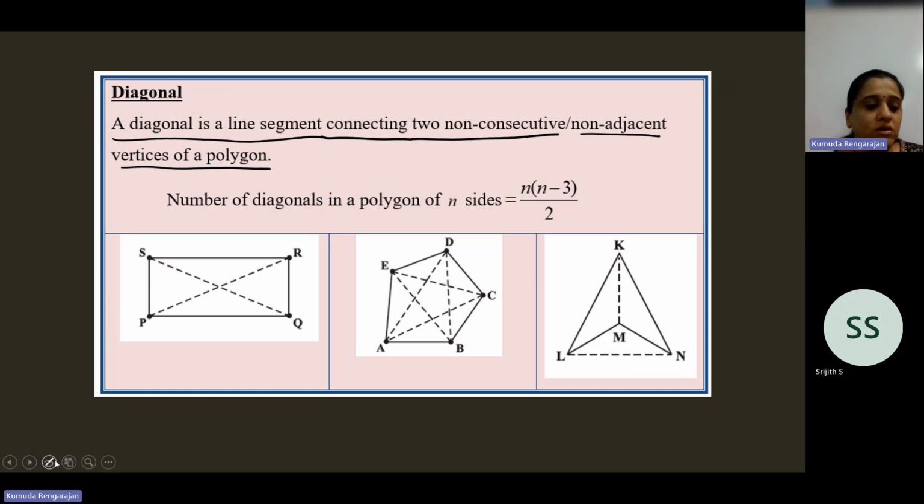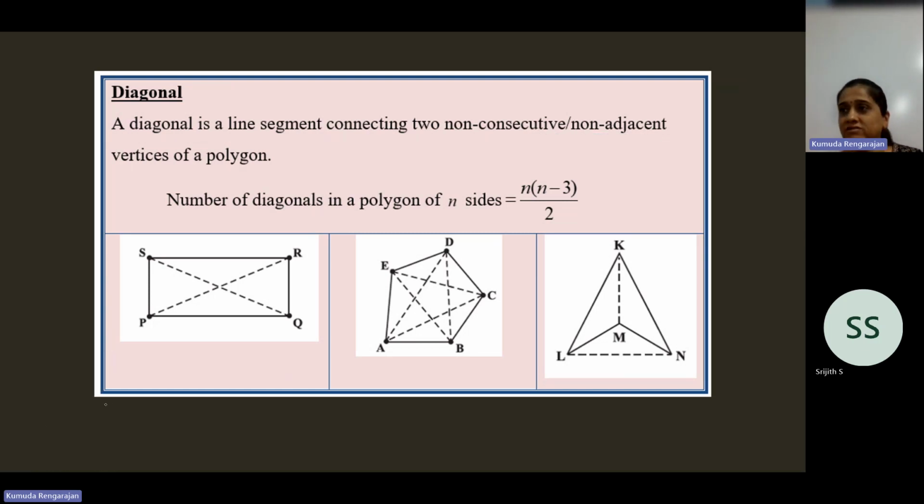Okay. Now, how do you find the number of diagonals in a polygon? It's given by this formula, n into n minus 3 by 2. So supposing a polygon has 20 sides, you cannot connect and find how many diagonals it has. It's time consuming, right? You should first draw the polygon with 20 sides, and then you should connect the non-consecutive vertices to find the number of diagonals. So that's going to be time consuming. So we have this formula that will give us the number of diagonals a polygon can have.